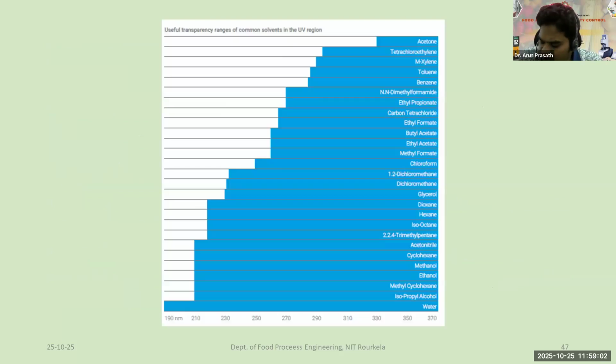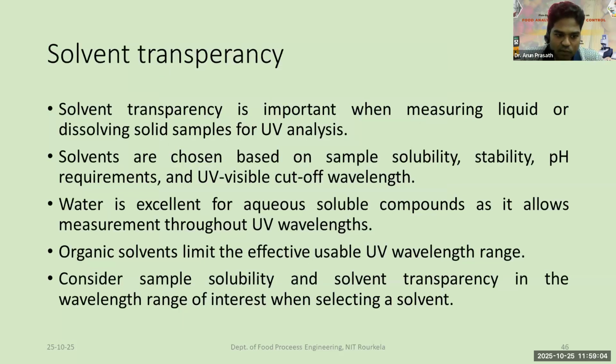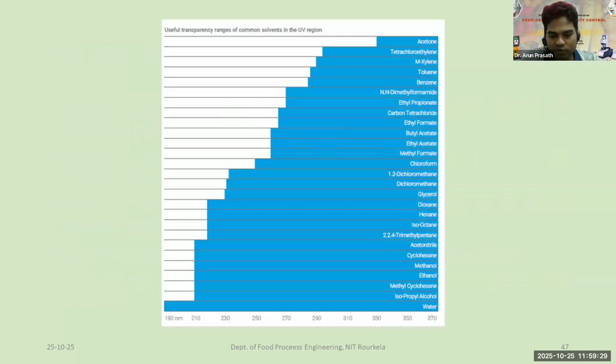So we go for aqueous solvents, like water. Water is an excellent solvent for aqueous soluble components as it allows measurements through the UV wavelengths. Other organic solvents have certain limitations over the UV range, and there are certain solvents which perform well in the infrared region rather than UV. In UV, most probably we go for water.